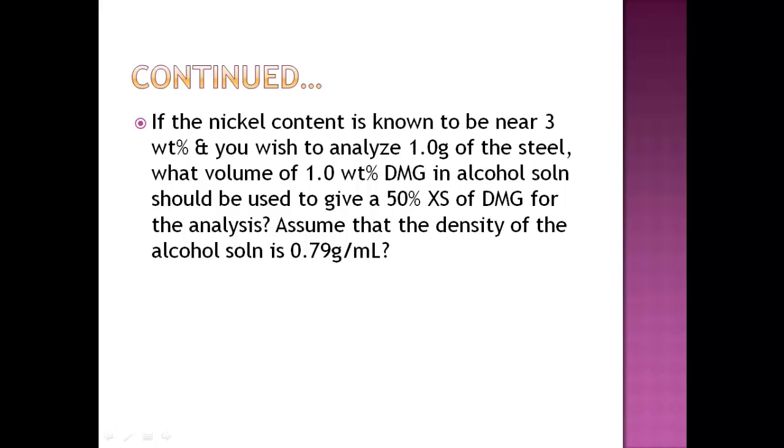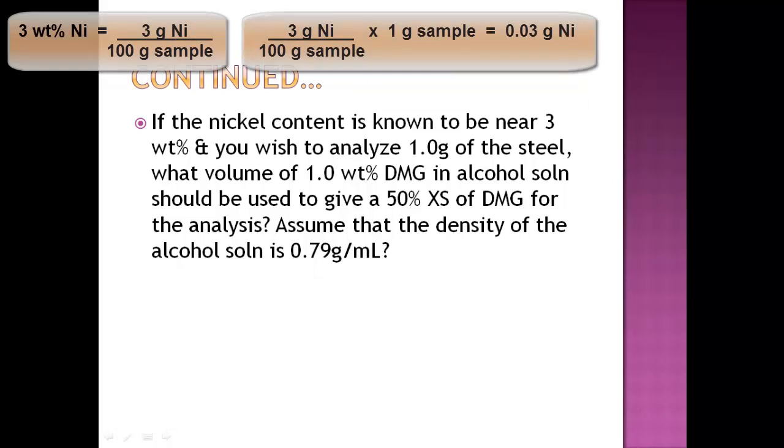If the nickel content is known to be 3 weight percent, that means the nickel in steel should be about 3 weight percent. So if they want to analyze only 1 gram of the steel, and it's 3 weight percent, how much nickel do you have? Well, 3 weight percent means 3 grams of nickel over 100 grams of steel, times 1 gram of sample, which would be 0.03. So you have around 0.03 grams of nickel in this sample that you want to analyze.